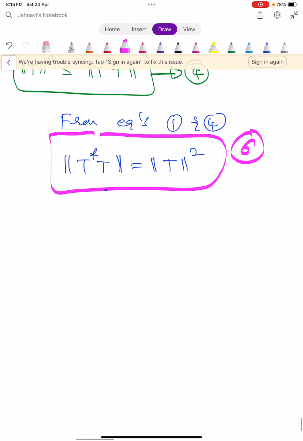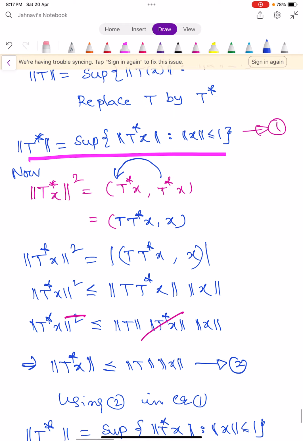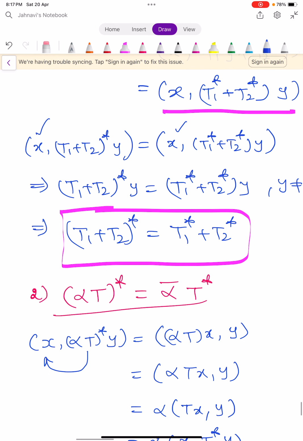In a similar way, from this 6th property, you can conclude like this: norm T star T is equal to norm T square. So obviously this is equivalent to the condition that norm T T star is also equal to norm T square. I just replaced their positions. That's it. This completes the proof of our theorem. All these 6 are the properties of the adjoint of an operator.